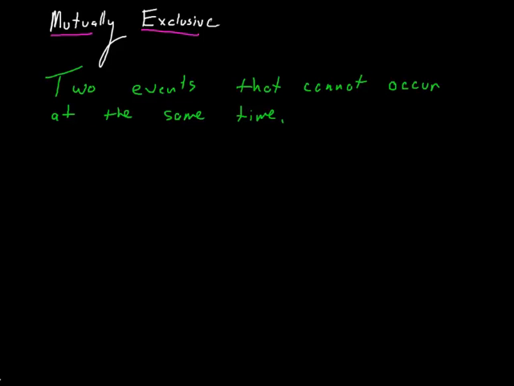So not mutually exclusive means there's overlap. There must be something that they share. For example, aces and red card.